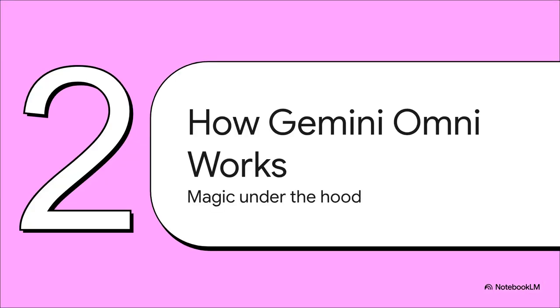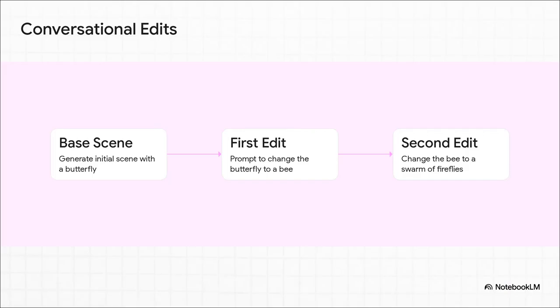So, let's pop the hood. Section 2, How Gemini Omni Works, the magic under the hood. DeepMind calls this conversational editing, and it's honestly a game changer for how you interact with AI. Imagine you generate a scene with a butterfly. Normally, if you want to change it, you're writing a massive complex prompt from scratch. Here, you literally just say, change it to a bee, and then, okay, change the bee into a small swarm of fireflies. You don't have to re-roll the whole thing.